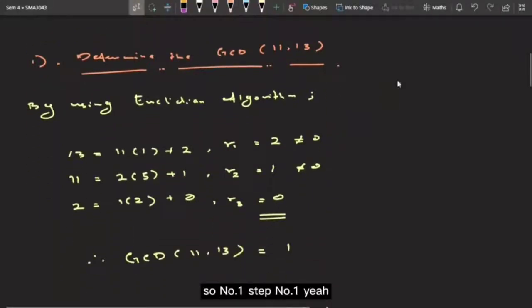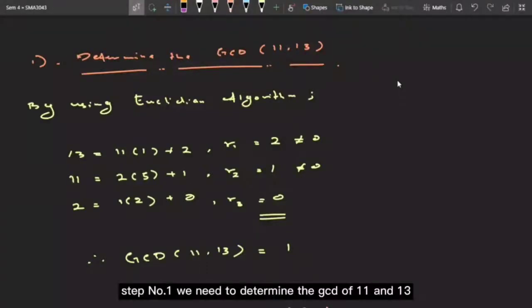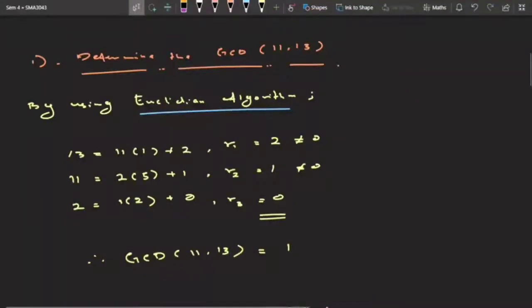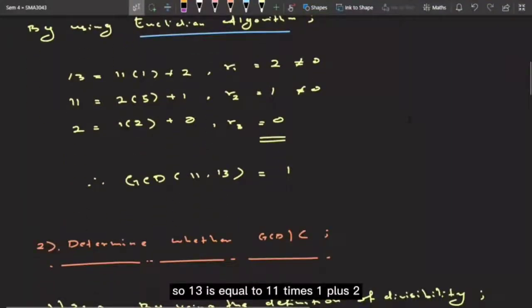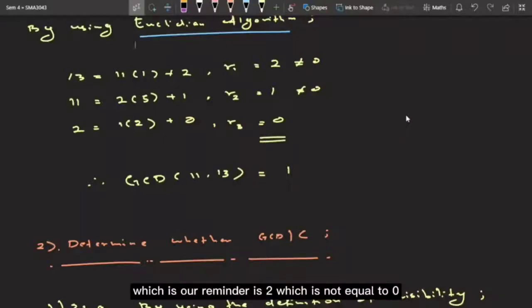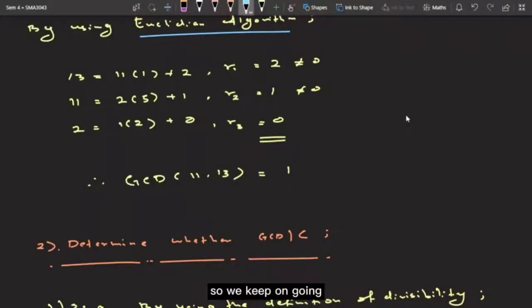So step number one, we need to determine the GCD of 11 and 13. In order for us to get that, we need to use the Euclidean algorithm. So 13 is equal to 11 times 1 plus 2, which is our remainder, 2, which is not equal to 0. So we keep on going.